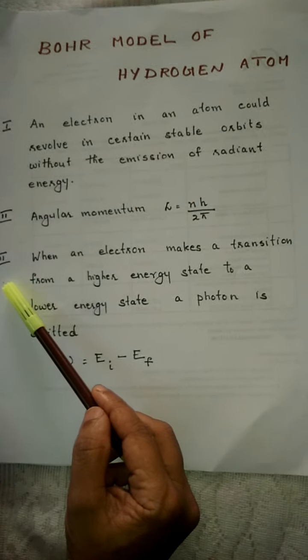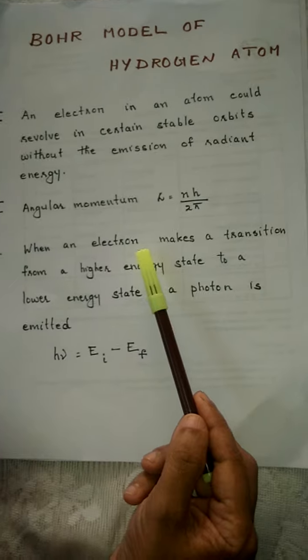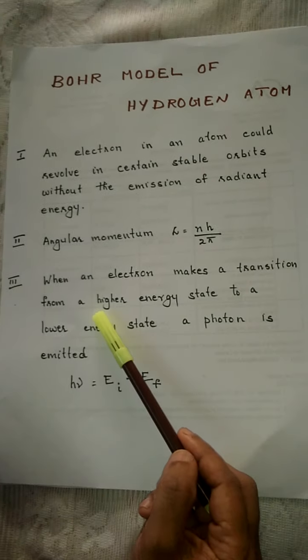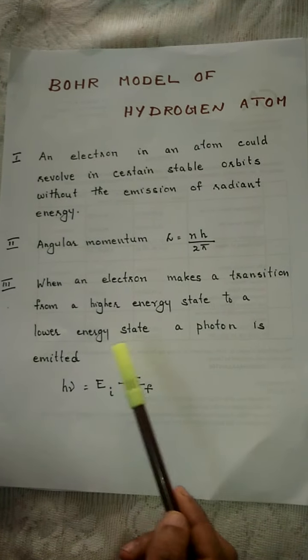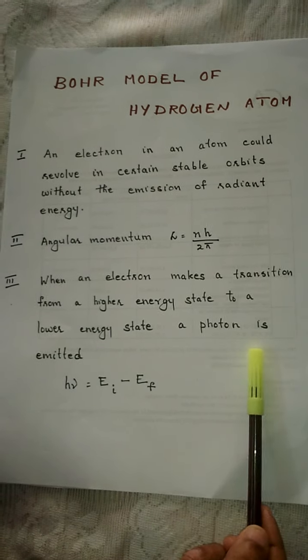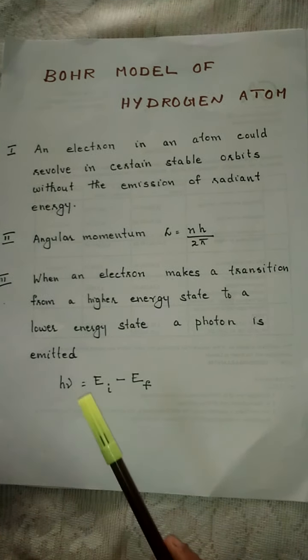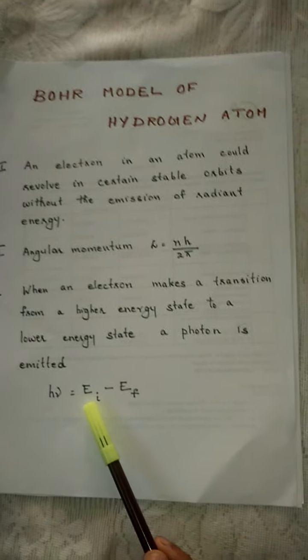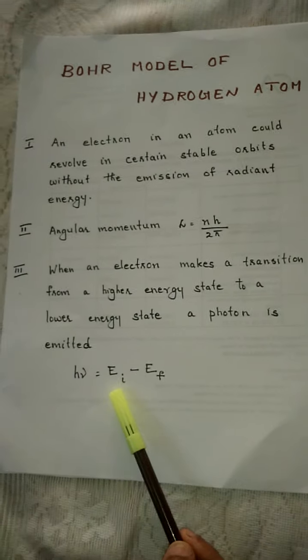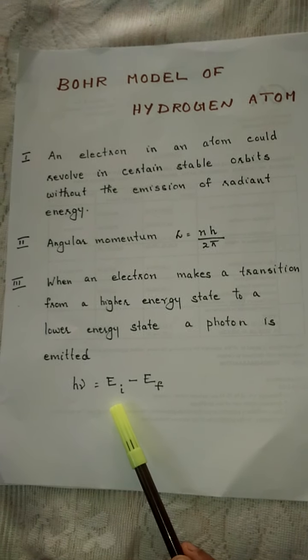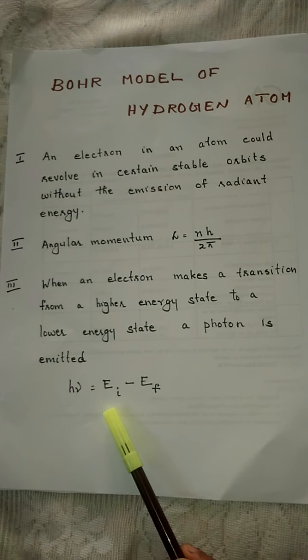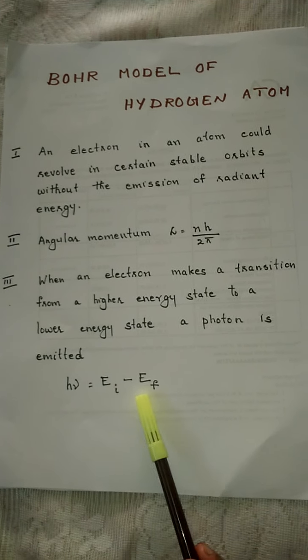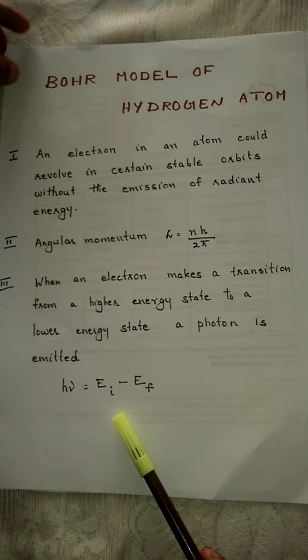And the third postulate is, when an electron makes a transition from a higher energy state to a lower energy state, a photon is emitted. The energy of the photon, h nu, is equal to the difference in the energy levels, Ei minus Ef. Ei is the initial energy of the atom and Ef is the final energy of the atom.